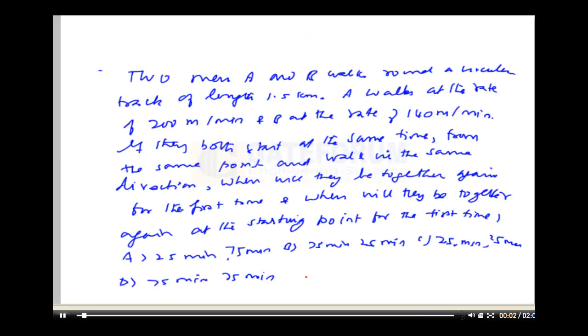40 hours. Around a circular track of length 1.5 kilometers, A walks at the rate of 200 meters per minute and B at the rate of 140 meters per minute. If they both start at the same time from the same point and walk in the same direction, when will they be together again for the first time and when will they be together for the first time at the starting point?